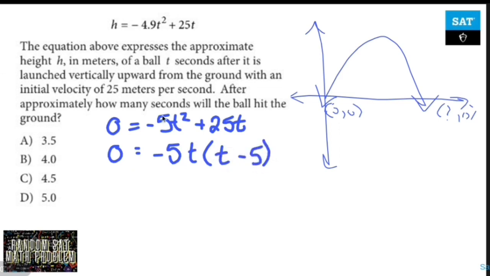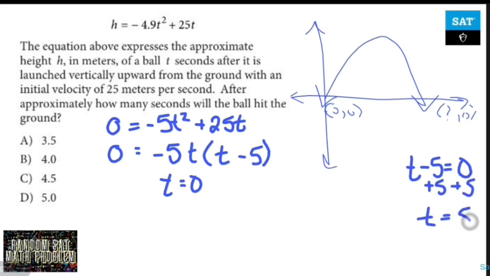Using something called the zero product property, I have something times something equals 0, which means each of these somethings has to be 0. So this will give me a time of 0. And if I set t minus 5 equal to 0, and I'll quickly do that right over here because why not, and add 5 to both sides, I get t equals 5. So 5 is the other option.